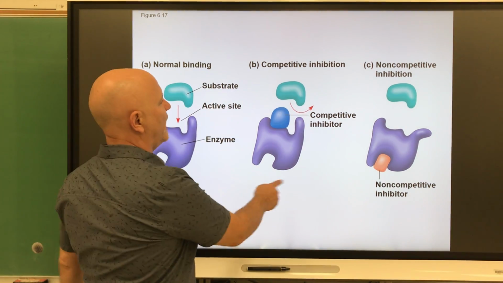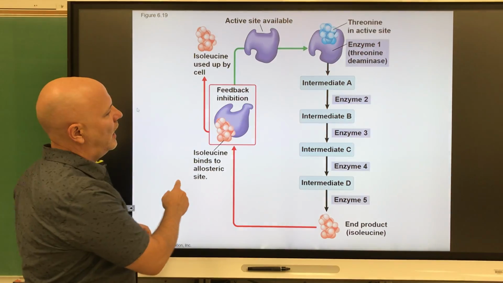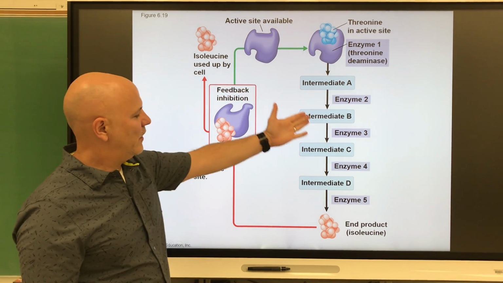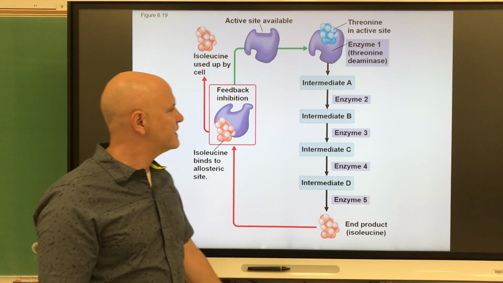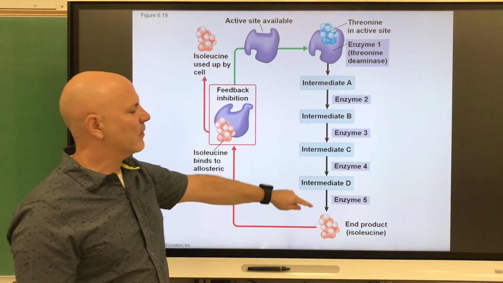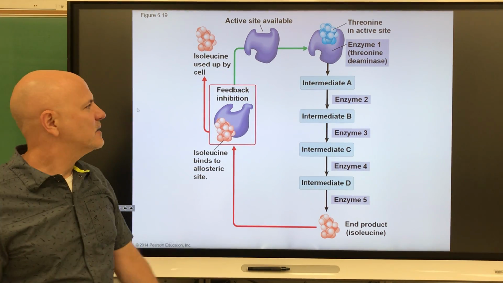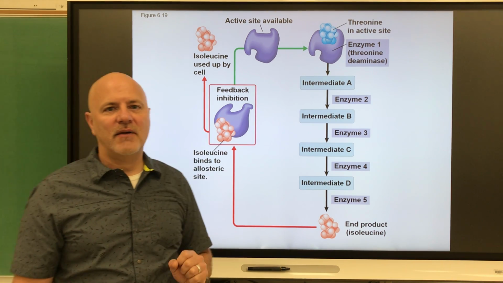Now, I just want to point out something, right? This is showing the making of this end product, isoleucine. You can see there are a lot of intermediate reactions that occur to make that product, to come back and have that inhibition.